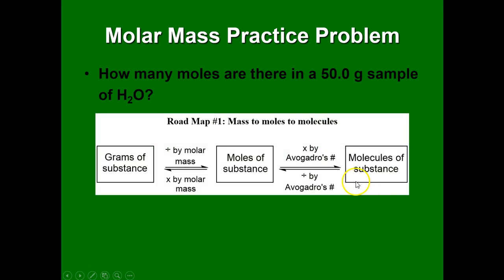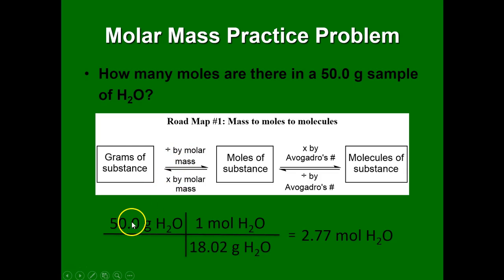Okay, so in looking at the roadmap, we ask ourselves, what are we being given? We're being given grams of substance. What are we being asked for? We're being asked for moles of substance. And therefore, since we're going in this direction, that's the top arrow going in that direction, we're going to divide by molar mass. How does that look on the train tracks?